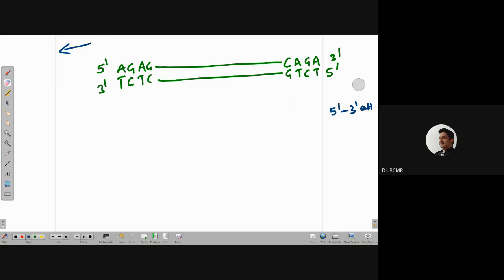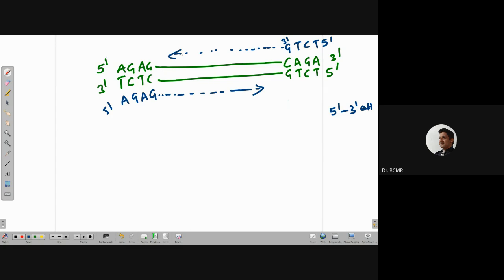So we should have designed primers in such a way that they would have been this way. A, G, A, G. This is 5', and here is the other primer, something like this, 5', and this is 3'. Now, if I add dNTPs, DNA polymerase and all, polymerization would have occurred in this direction, and on the top strand, it would have occurred in this direction.